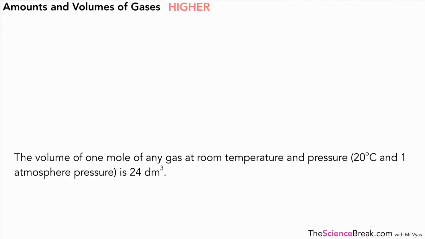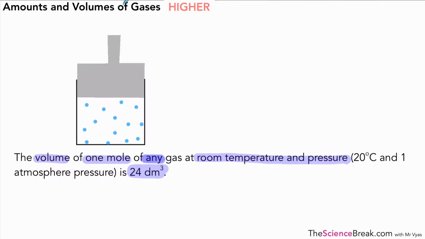Hello, today we're going to look at amounts and volumes of gases for this higher tier video for GCSE Chemistry. Now, the first thing to remember is that the volume of 1 mole of any gas at room temperature and pressure occupies 24 decimeters cubed. By room temperature and pressure, we mean 20 degrees and 1 atmosphere of pressure.